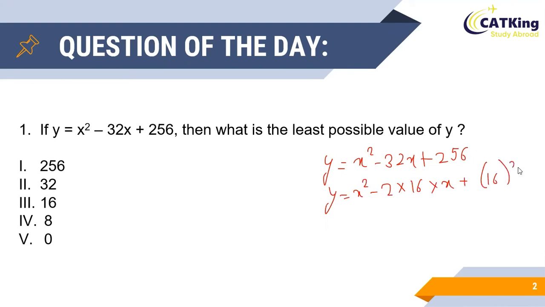Now we see that this takes the form of a square minus 2ab plus b square. Hence, we can rewrite y as x minus 16 whole square. Hence, y takes the form of x minus 16 whole square. Hence, this being a square of a number is always greater than or equal to 0. And hence, the least value of y is equal to 0 when x equals 16. Hence, the correct answer is option 5.